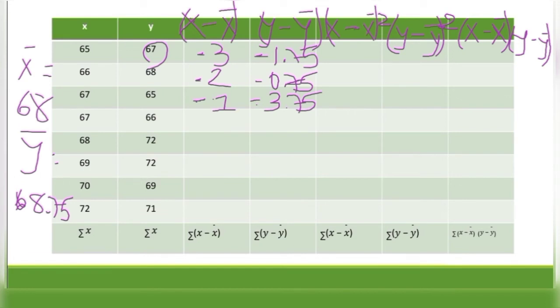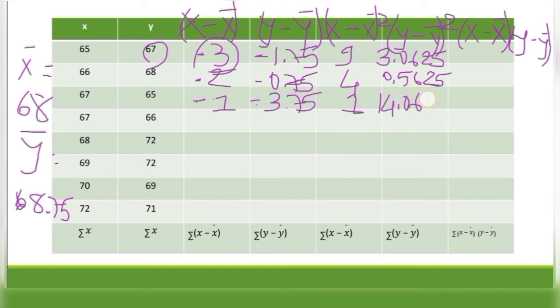Then x minus x bar whole square, which is square of minus 3, so it will be 9. Square of minus 2, 4. Square of minus 1 is 1. Then y minus y bar whole square, so minus 1.75 square, which is 3.0625. Then square of minus 0.75, which is 0.5625. Then square of minus 3.75, which is 14.0625. Find the rest of the values.